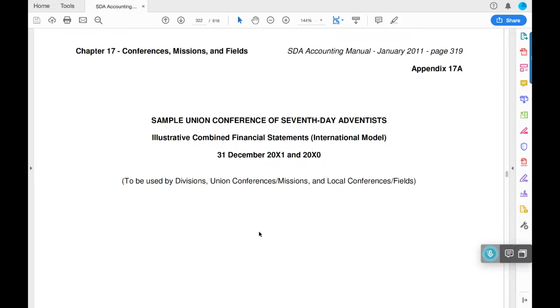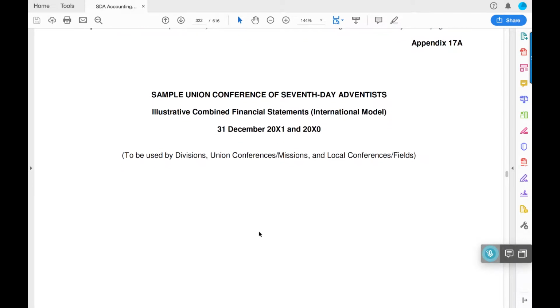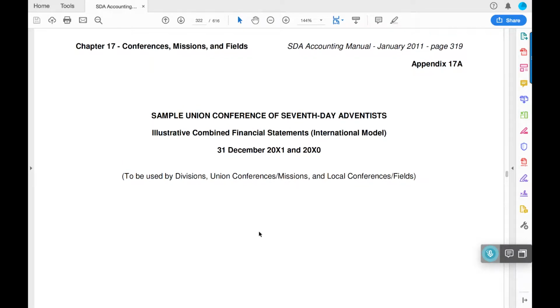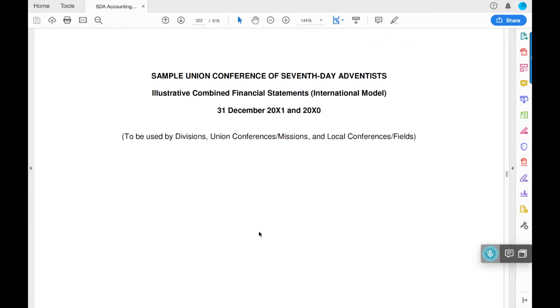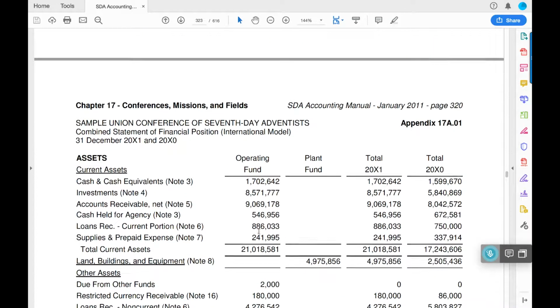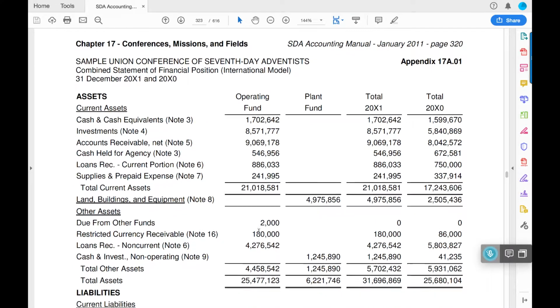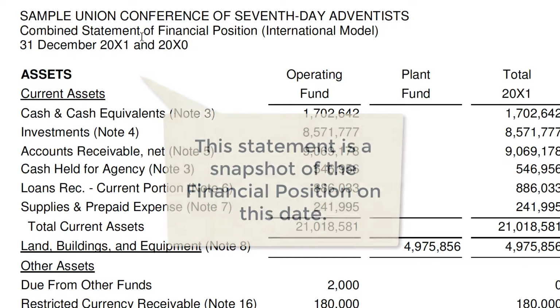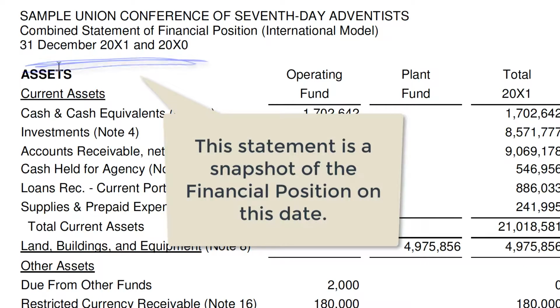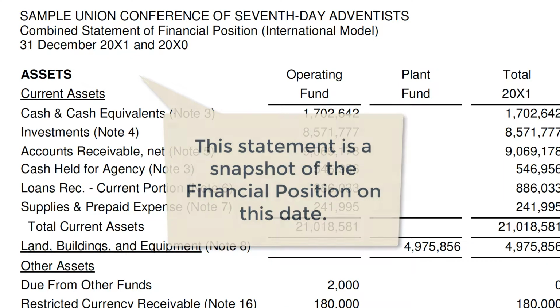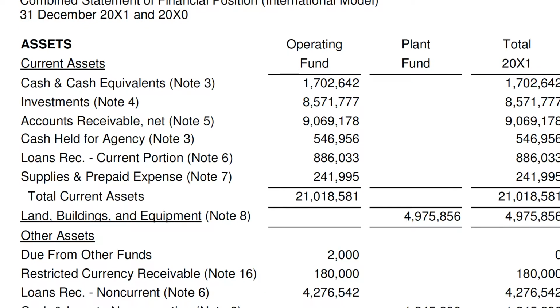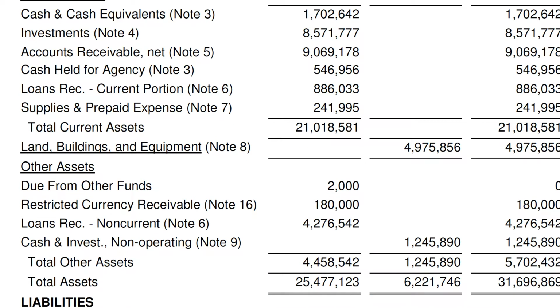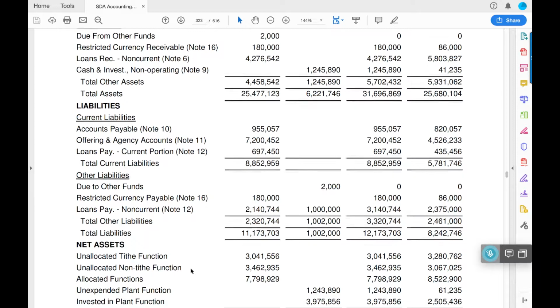Now let's take a little bit of an overview of what these statements look like. So this is the helicopter view of all the statements. We start off and we have what is referred to as a statement of financial position. The statement of financial position is as of the last day of your accounting year. So this is the numbers as of that date. It's a snapshot of your financial position. We'll come back to that in a second.